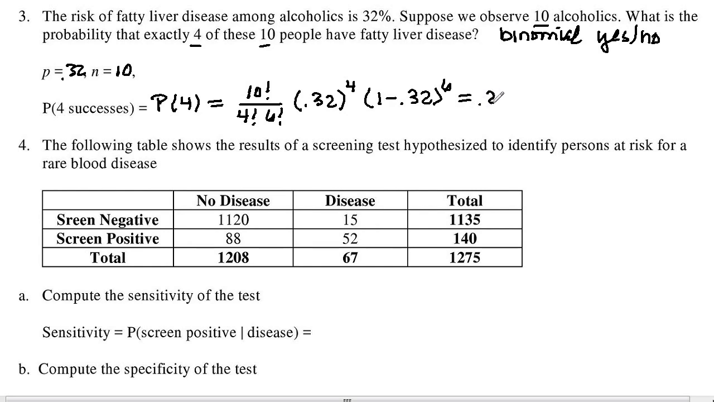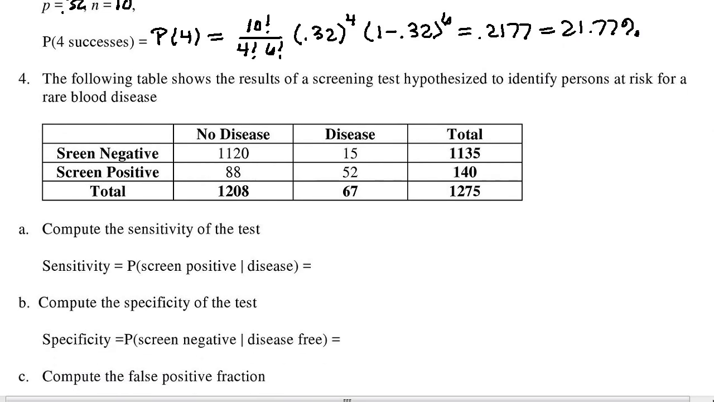0.2177 to 4 decimal places, or 21.77%. So approximately a 22% chance of exactly 4 out of 10. So that's binomial probability.